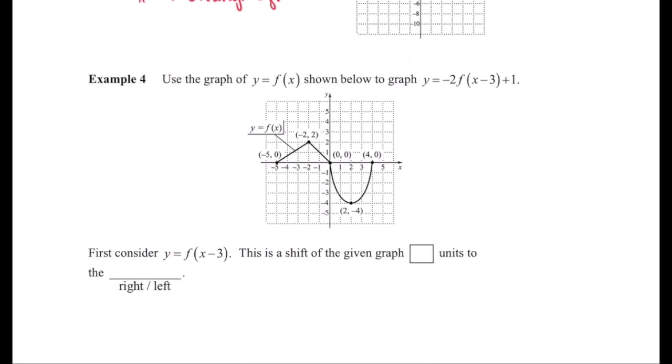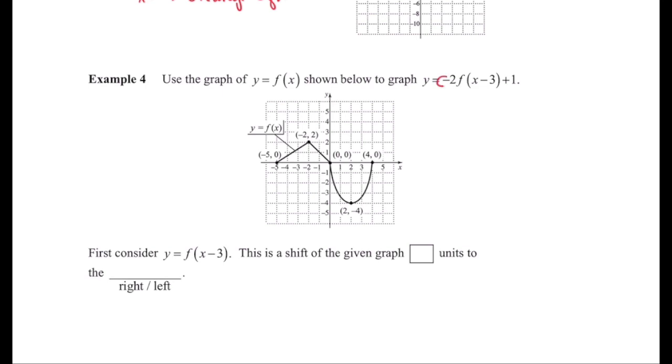We're going to use the graph of f of x, our original graph that we've been working on, and build y is equal to negative 2 times the function f of x minus 3, plus 1. So we have lots of things to happen here. There are a few things that are going to happen.